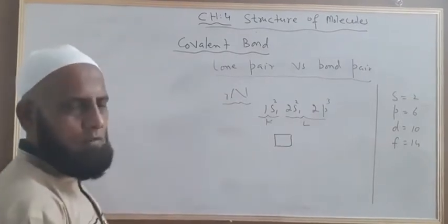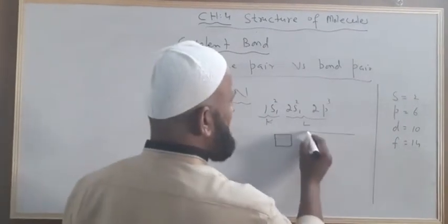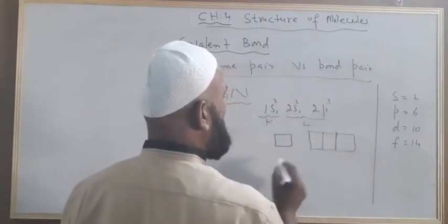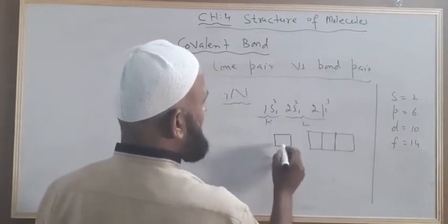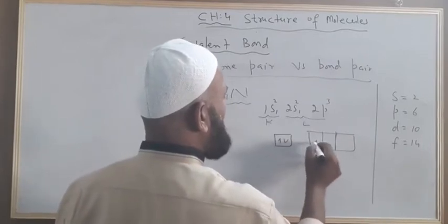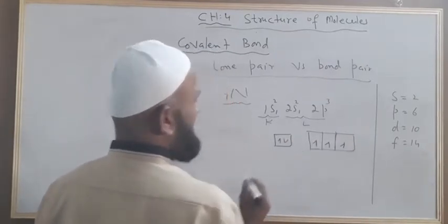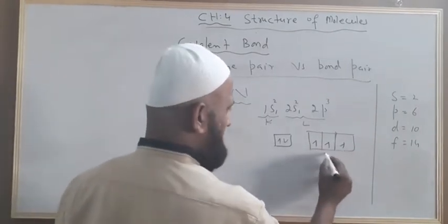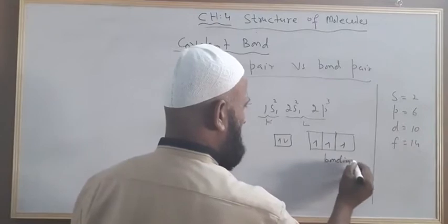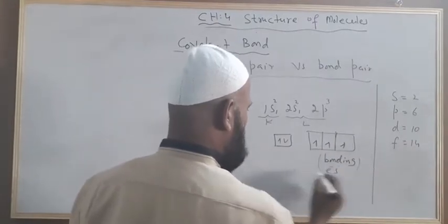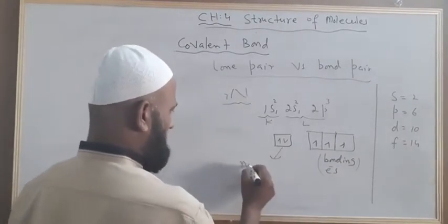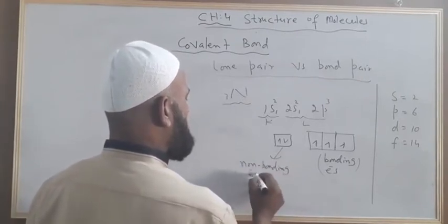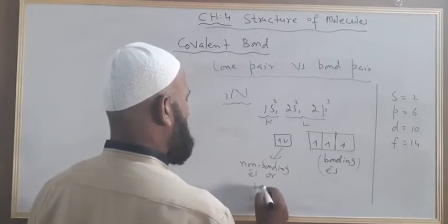This is called your orbital. So in the p subshell we have 3 orbitals. So in case of nitrogen we would have 1, 2, then 1, 2, 3. These single electrons are called bonding electrons. And here we call it non-bonding electrons, or lone pair.